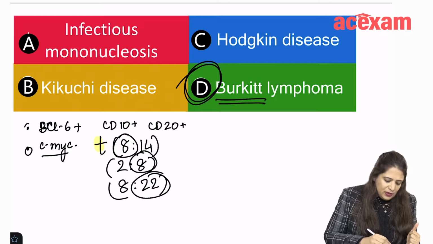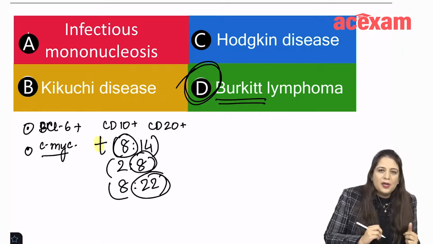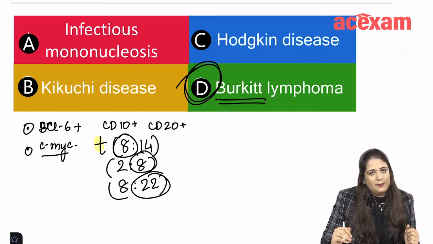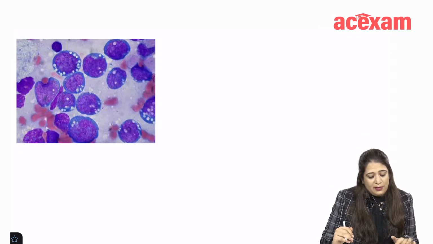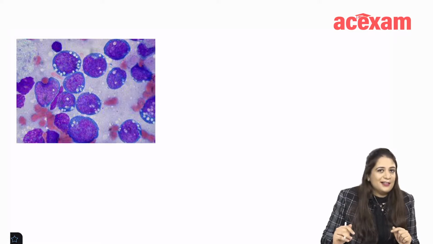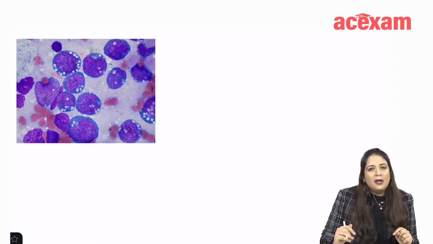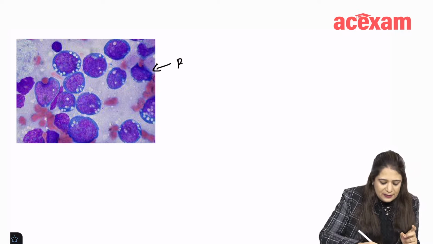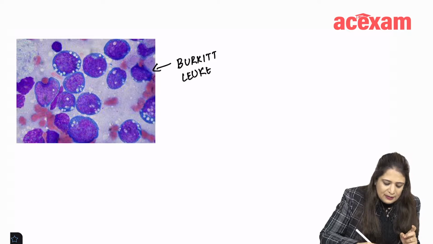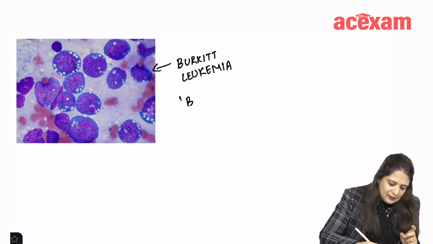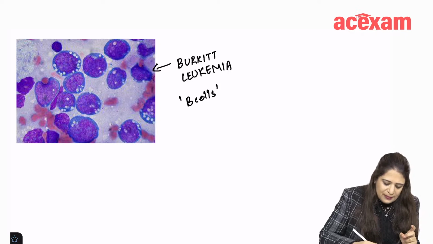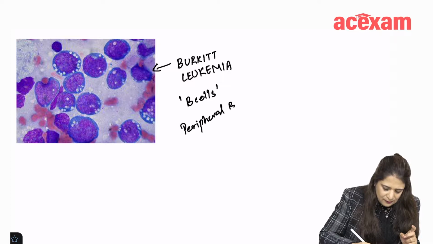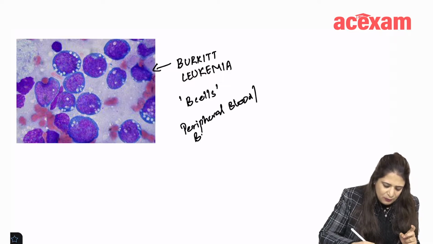So these are the important questions when it comes to Burkitt lymphoma. Starry sky appearance, Burkitt lymphoma. But not just Burkitt lymphoma. You have seen it in certain other conditions, which I'll tell you about. But one more point: what is this picture showing? This is Burkitt's leukemia. And when would we call this leukemia? When these tumor cells, these monoclonal B cells, are seen in the peripheral blood or in the bone marrow.